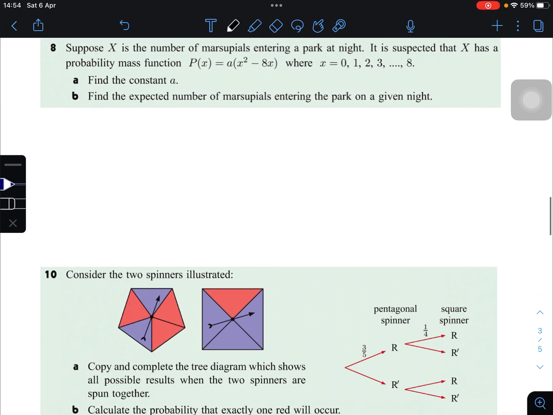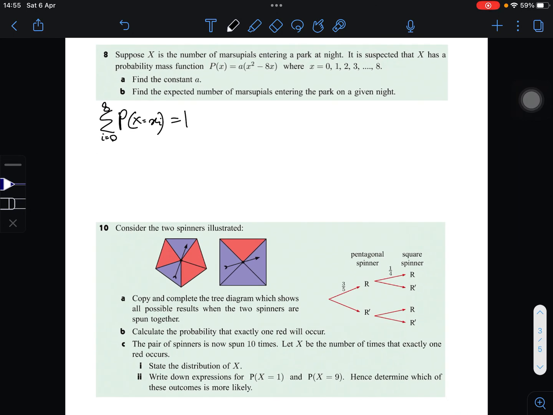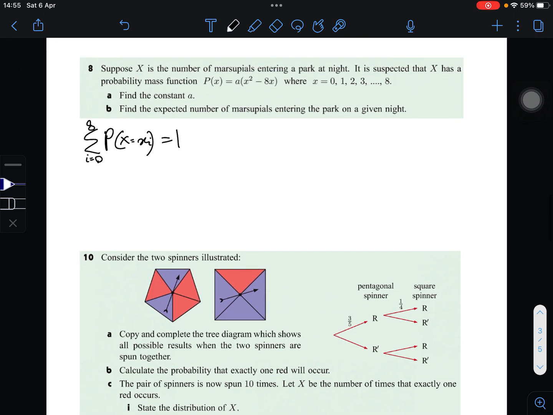Okay, well, the one thing we know about probability functions is that the sum of p of x must be equal to 1, or the sum of all probabilities has to equal 1. And so for our case, let's write this out formally, like we did for the previous question. We need p of x equals x_i, and then in this case, i is going from 0 to 8. And so the sum of all of those values has to equal 1.